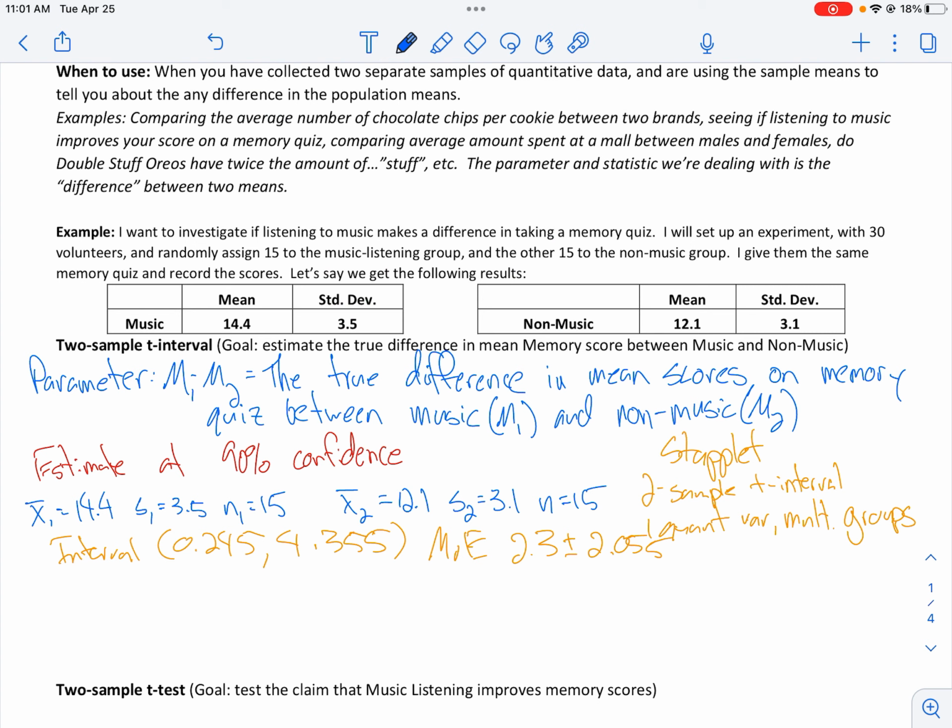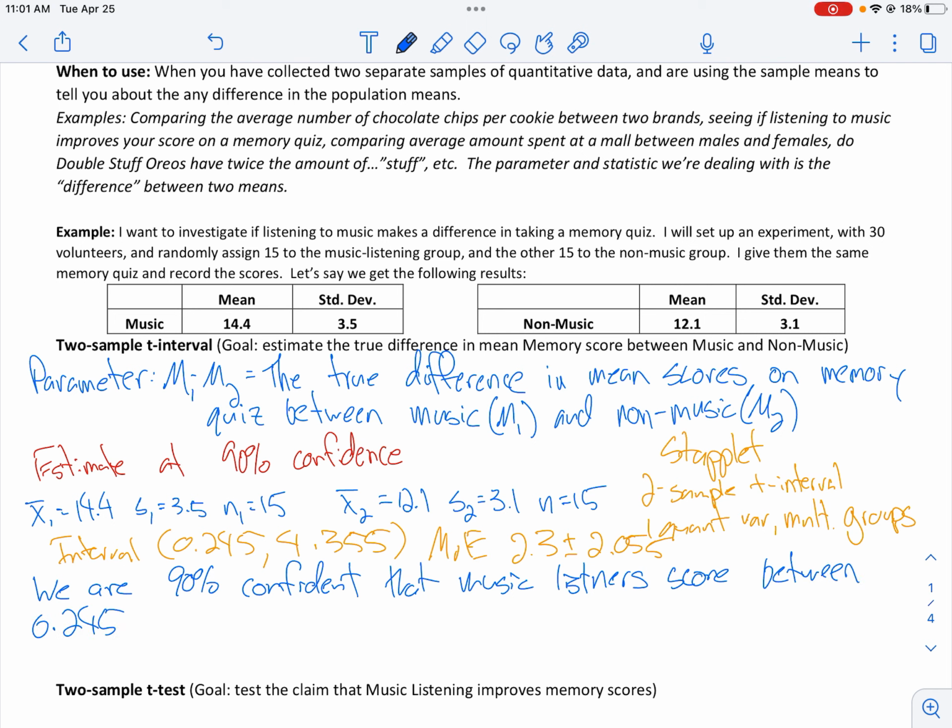And then we want to interpret that. And so what we're going to state is we are 90% confident that music listeners score between 0.245 and 4.355 points better than non-music listeners on the memory quiz.